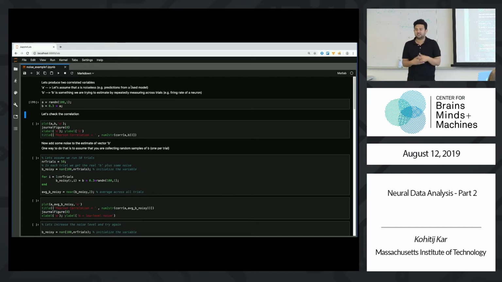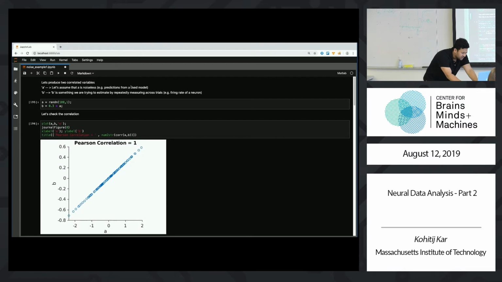You can think of this as predictions for 100 images. And B is correlated perfectly with A. So B is like 0.3 times A. So if you plot A versus B, there will be a perfect Pearson correlation of 1. It's just that the slope is 0.3.